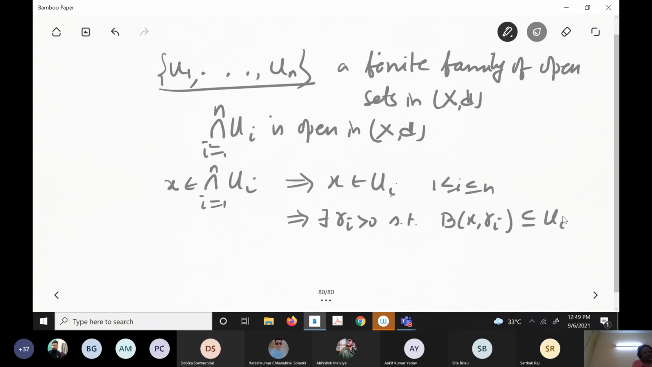Because this x is an interior point of U_i, I'm taking it inherently because my set is U_i. So I am taking this. Now look, each r_i is greater than zero. Now I'm taking r as the minimum of these.